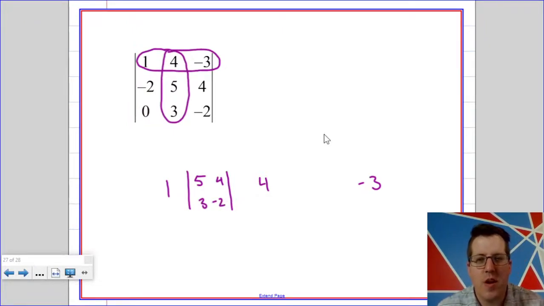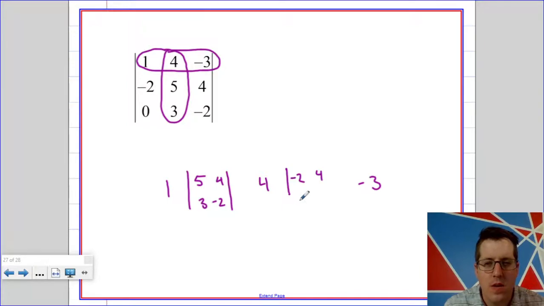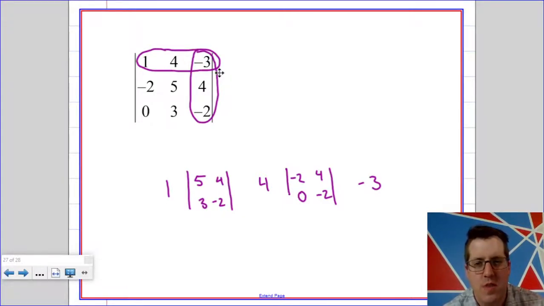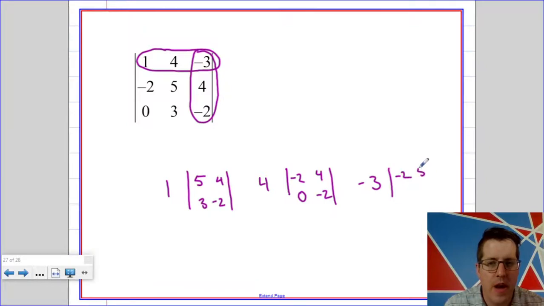And we're going to do the same thing for 4. So that matrix would be -2, 4, 0, -2. So think about it as the 2 by 2 matrix involving these two and these two. And finally, the 2 by 2 matrix excluding the row and column of -3 up there. That would be -2, 5, 0, 3.